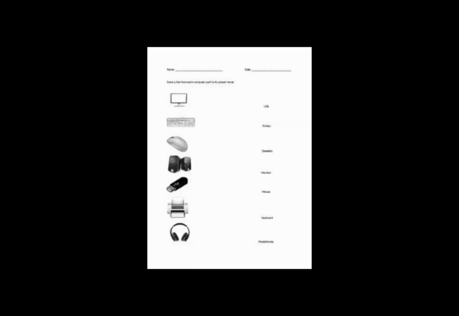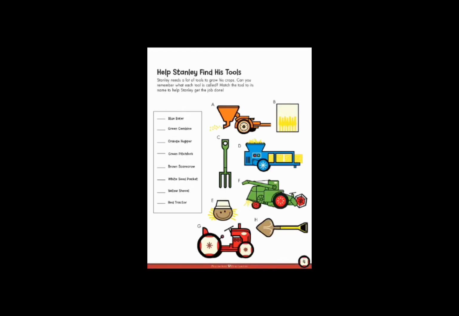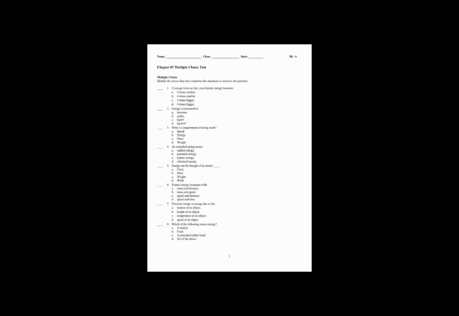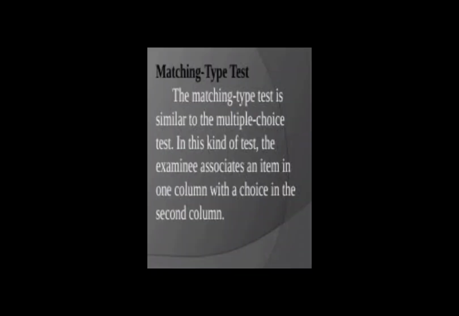So this is an example of a matching type test wherein students need to identify computer part systems and to identify farm tools according to uses. While on the other hand, this is an example of a multiple choice type of test. And to answer the question that I asked a while ago, the matching type test is similar to the multiple choice type of test. In this kind of test, the examinee associates an item in one column with a choice in the second column.